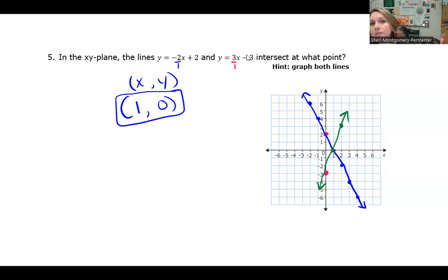For the second one, my y-intercept is the last part. It says it's at -3. So I come over here to -3 and I put a dot. And then the slope is 3 over 1, and it's positive. So I go up 3 and then over 1, up 3 and then over 1. I already see that my lines intersect. So that's the answer. You're just trying to find the point where they intersect.